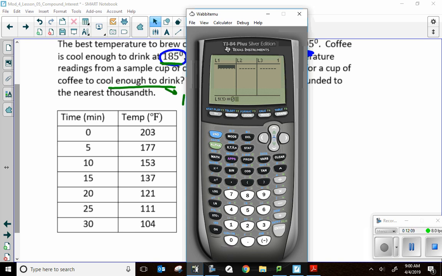So I go from 0, and this goes up by 5s all the way up to 30. So 5, 10, 15, 20, 25, 30. Beautiful. My temperature starts off at 203 degrees when it's brewed, right at the start. After 5 minutes, it cools down to 177. Bam. Then it goes to 153. Okay, 137. All right, 121.